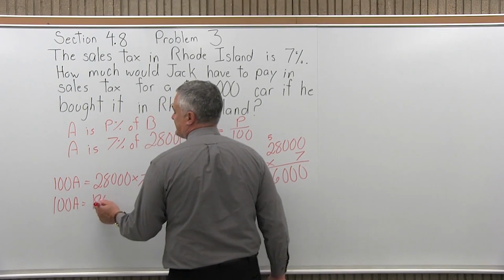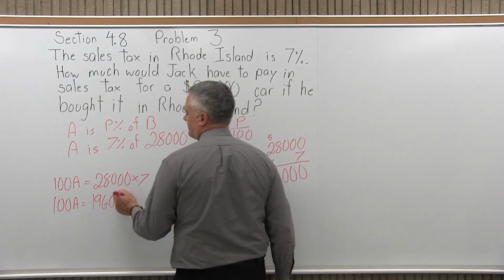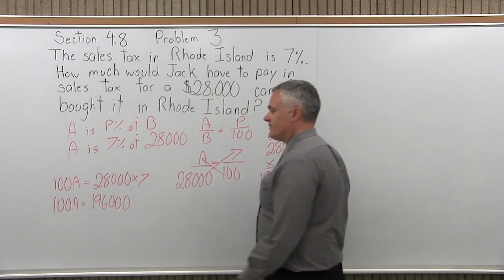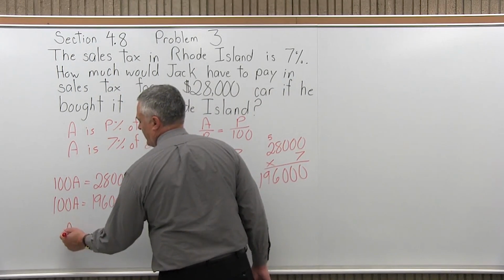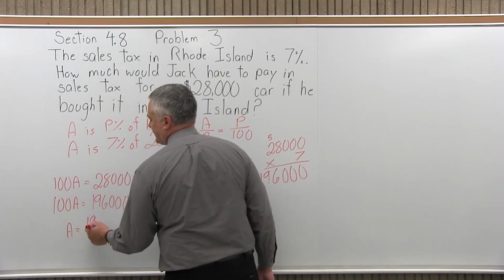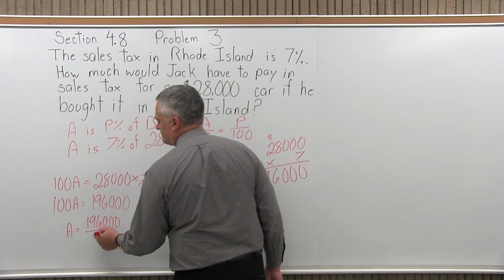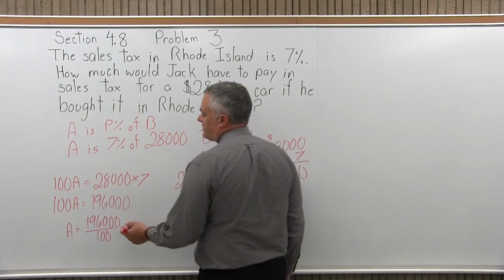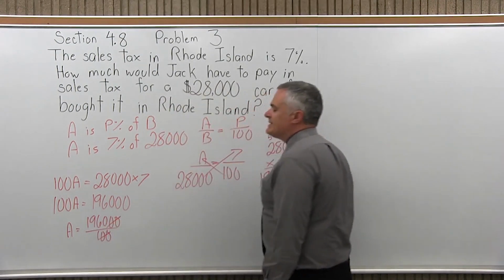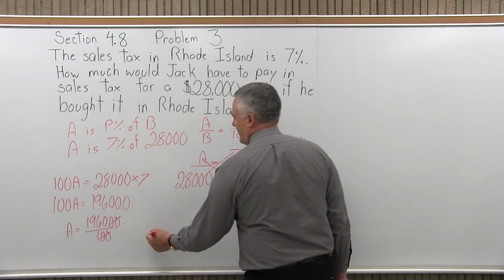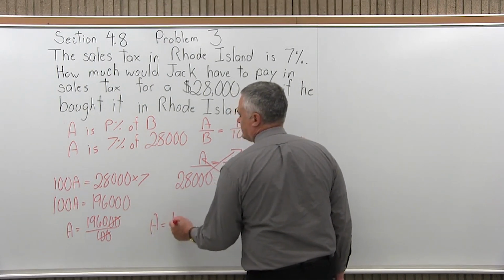So going back to my equation here, 100A equals 196,000. Now, to solve for A, I have to divide out the 100. So A equals 196,000 over 100. So the division by 100 basically cancels 2 of the zeros in the numerator. And I have A is 1,960.